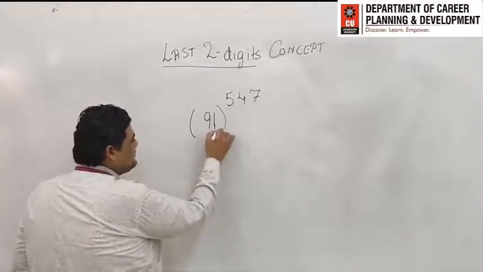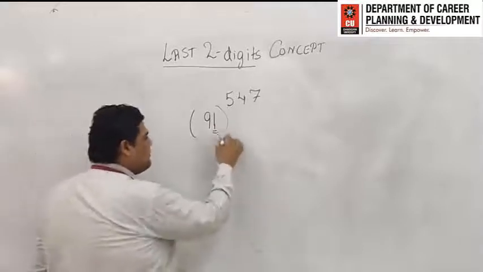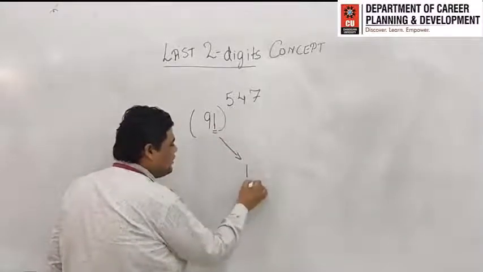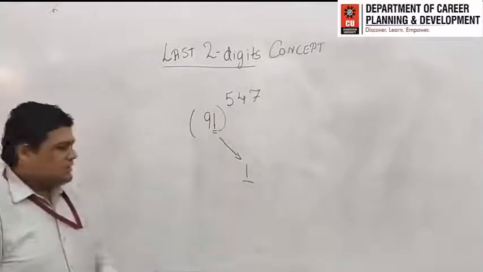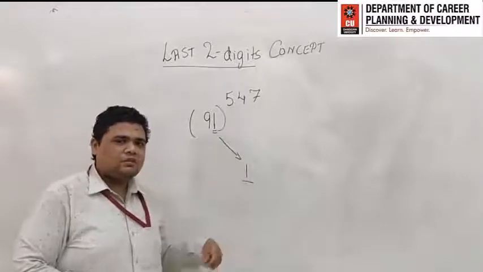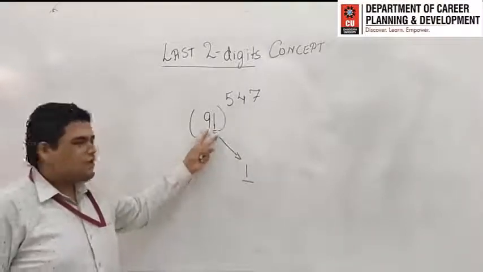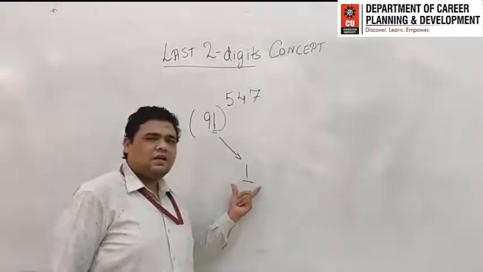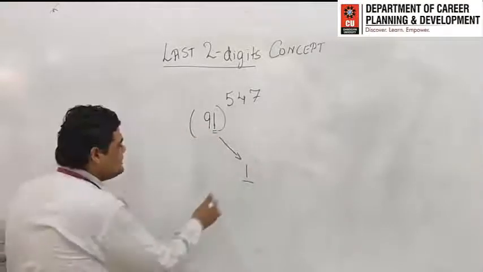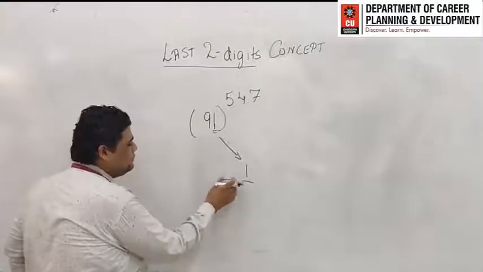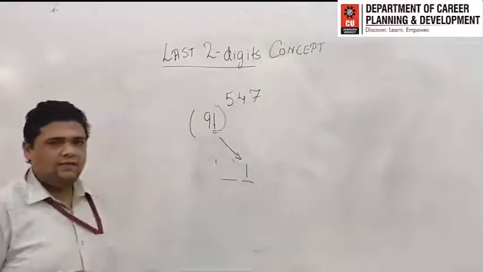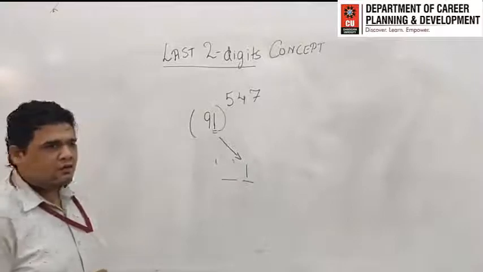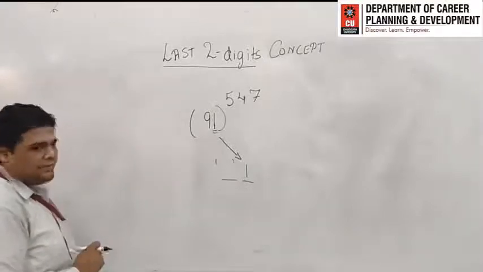When the unit place is 1, we know the value at the unit place will definitely come out as 1. This is clear to us from the previous concept. Whenever the unit place of a given number is 1, the final value at the unit place will be 1. We just have to find the value at the tens place. Now let us see how to find it.